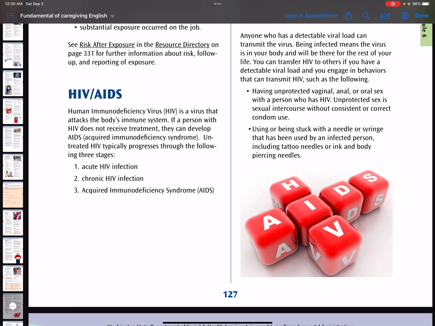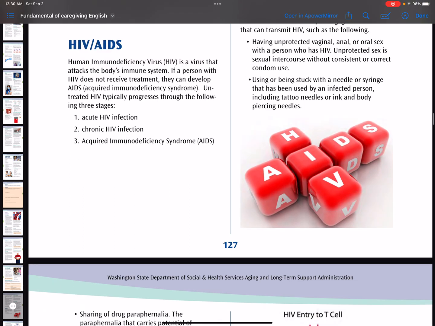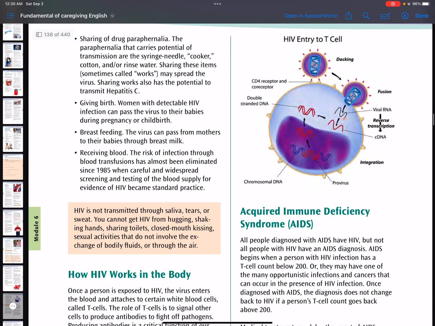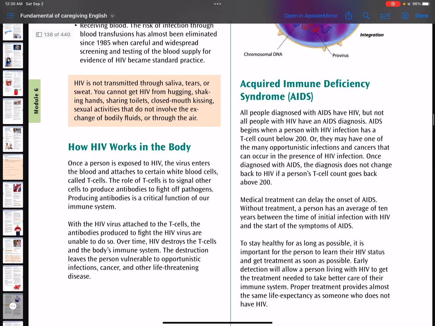How HIV works in the body. How did we get it? How does it work through our body?